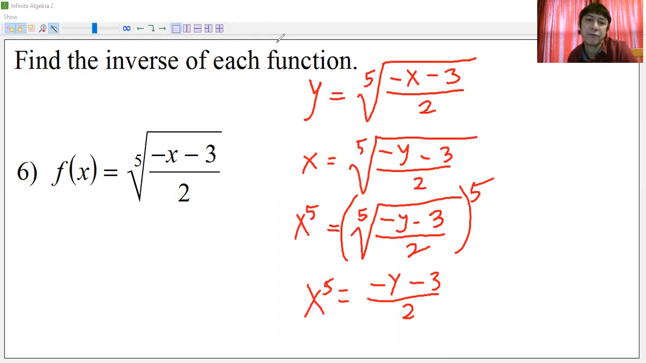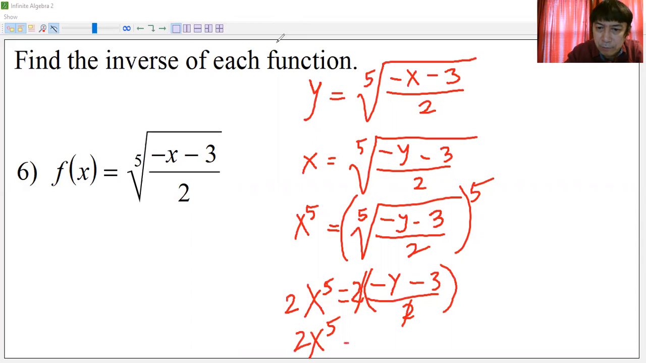Remember we're after the y here. So we're going to multiply both sides by the number 2 so that we will get rid of the fraction. So we will now be doing times 2 here and times 2 here, like that. And the 2 divides, we will be getting 2x to the 5th at the left, and the right side now is just minus y minus 3, like this.